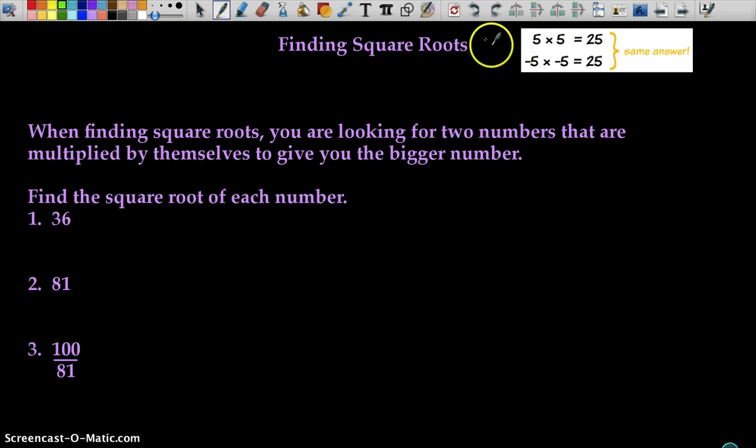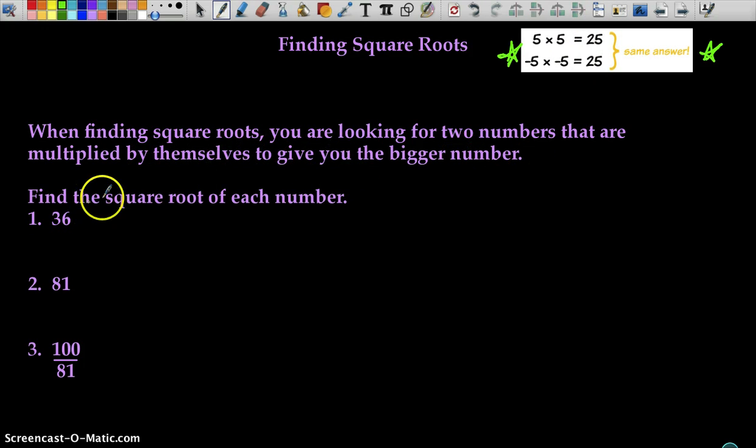So when we look at this, finding square roots, don't forget this little bit of information right here. 5 times 5 is a positive 25. Negative 5 times negative 5 is a positive 25. And they are the same answer. Okay? So finding square roots, we're looking for two numbers multiplied together.